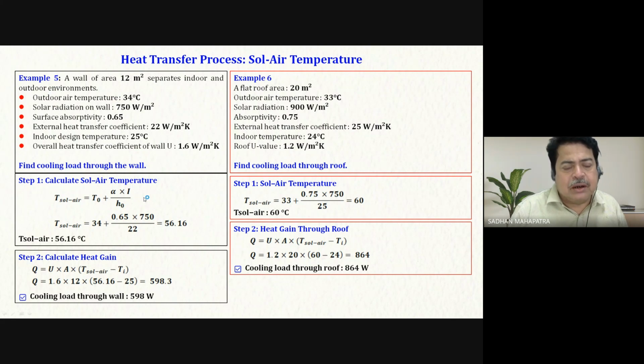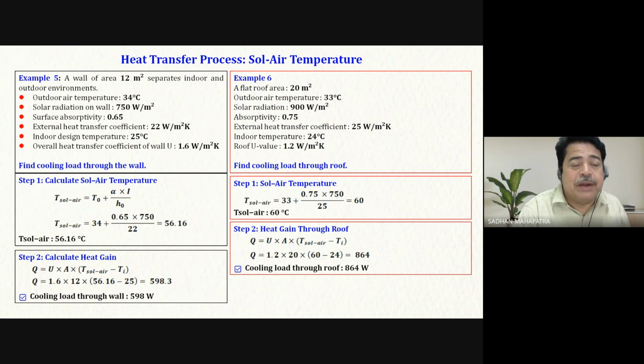I am omitting that minus term because it's a vertical wall, so that term will not be very effective. When you consider the roof, that term will come. So T sol-layer is 34 plus 0.65 into 750 by 22. It comes to 56.16. So T sol-layer is 56.16 degrees centigrade. Physical meaning: the wall surface temperature will be 56 degrees centigrade.